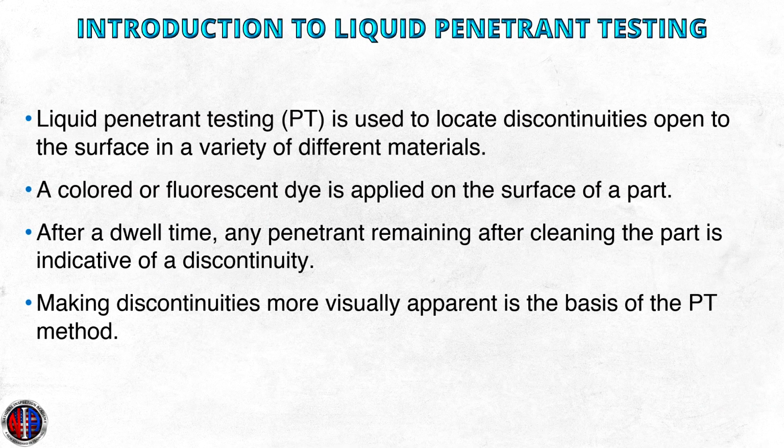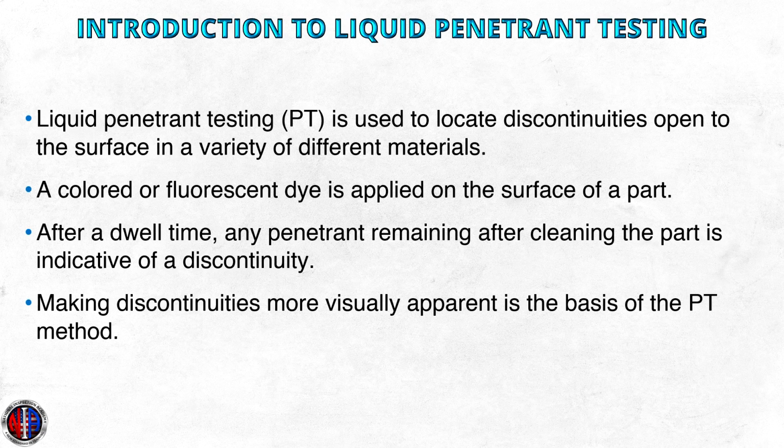Liquid penetrant testing, abbreviated PT, is an NDT method used to locate discontinuities which are open to the surface in a variety of different materials. In simple terms, PT is accomplished by processing a part through a series of steps to apply a colored or fluorescent dye on the surface of the part and to wait for the liquid to be drawn into discontinuities. When ready, the surface penetrant is removed. Penetrant that is trapped inside discontinuities remains and is visually apparent, which would otherwise be invisible to the naked eye.